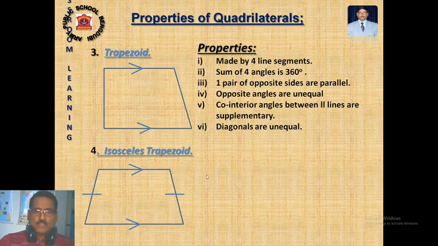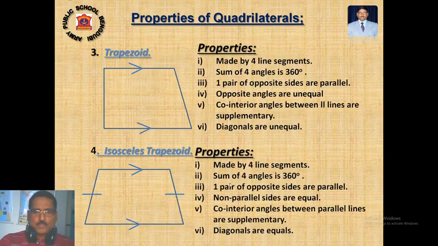But the isosceles trapezium is a little bit different. It is also made by 4 line segments. Sum of interior angles is 360 degrees. One pair of opposite sides is parallel and the non-parallel sides are equal. These two are equal. Diagonals will be equal, and these two lines are parallel.